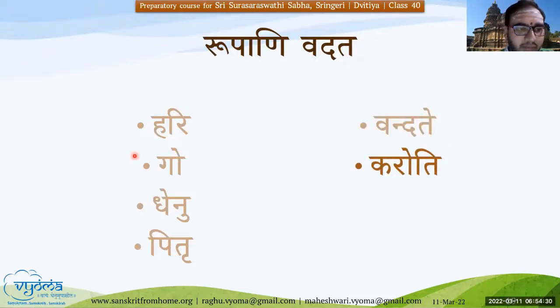Next, Advait. Can you tell the forms of Kridhatu? Am Shikshika. Kridhatu Latlakara Rupani Parasmai Padam Karoti Kurutaha Kurvanti Karoshi Kurutaha Kurutha Karomi Kuruvaha Kurumaha. Uttamam. Dhanyavadaha.